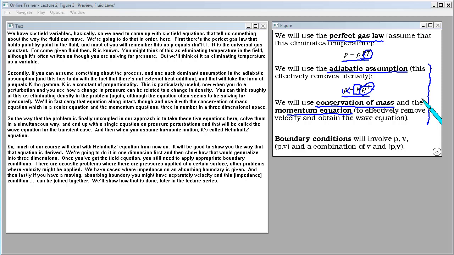Once you've got the field equation, you still need to apply appropriate boundary conditions. There are acoustic problems where there are pressures applied at a certain surface, other problems where velocity might be applied. You have cases where an impedance on some kind of an absorbing boundary is given. And then lastly, if you have a moving absorbing boundary, you might have separately velocity and this acoustic condition. Now those can be joined together, and we'll show how that's done later in the lecture series.